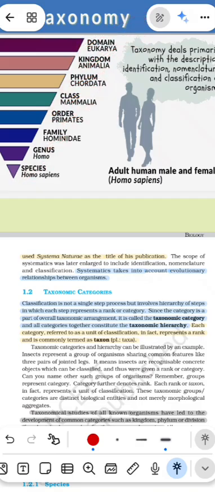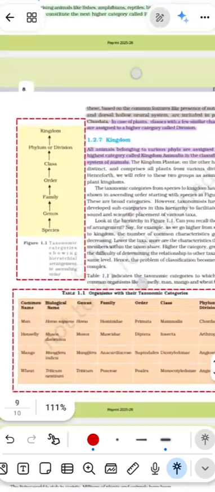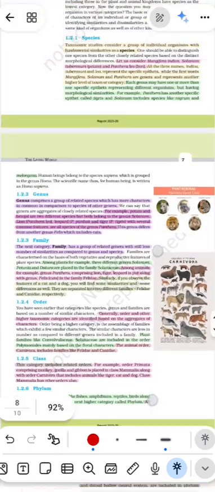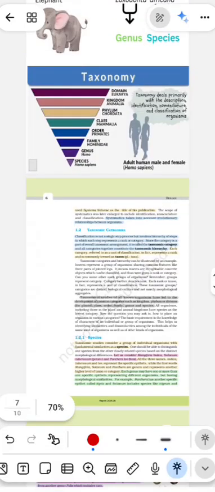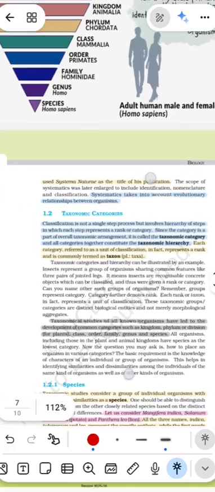In our syllabus, domain is deleted because if you see in this book, we have only gone for kingdom, not the domain, because we believe and we have accepted the 5 kingdom classification. So that is mostly accepted. So we cannot go further for domain. Unit of classification, in fact, represents a rank, is commonly termed as taxon.